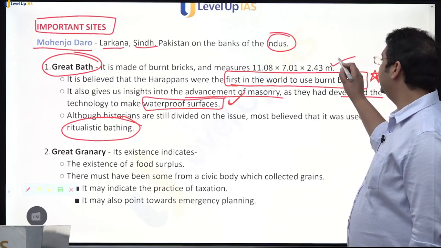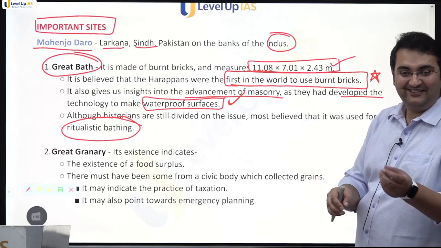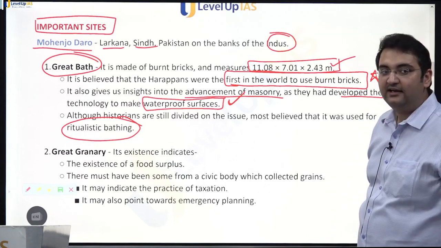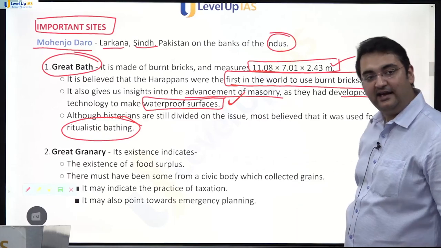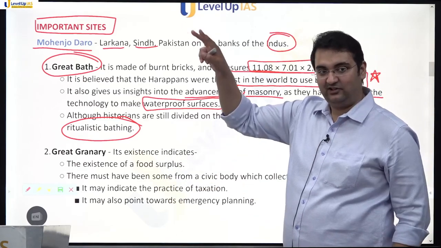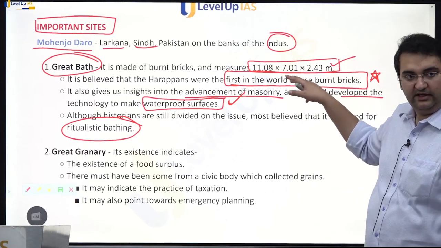This is in meters. Centimeters mein hoga to 2.5 hoga, itna chota sa hoga. Ha, 11 meter. Nahi, this is the dimension of the entire Great Bath, right? So 11 meters long, 7 meters wide, 2.43 meters deep.